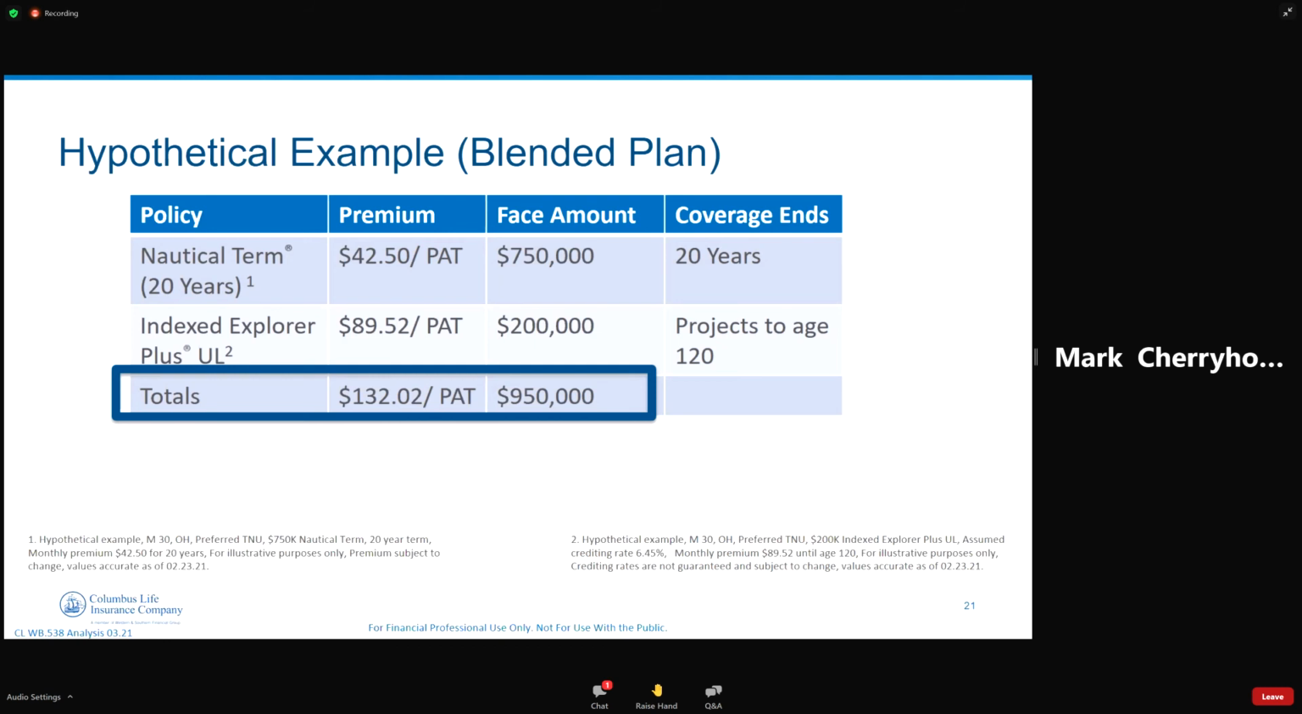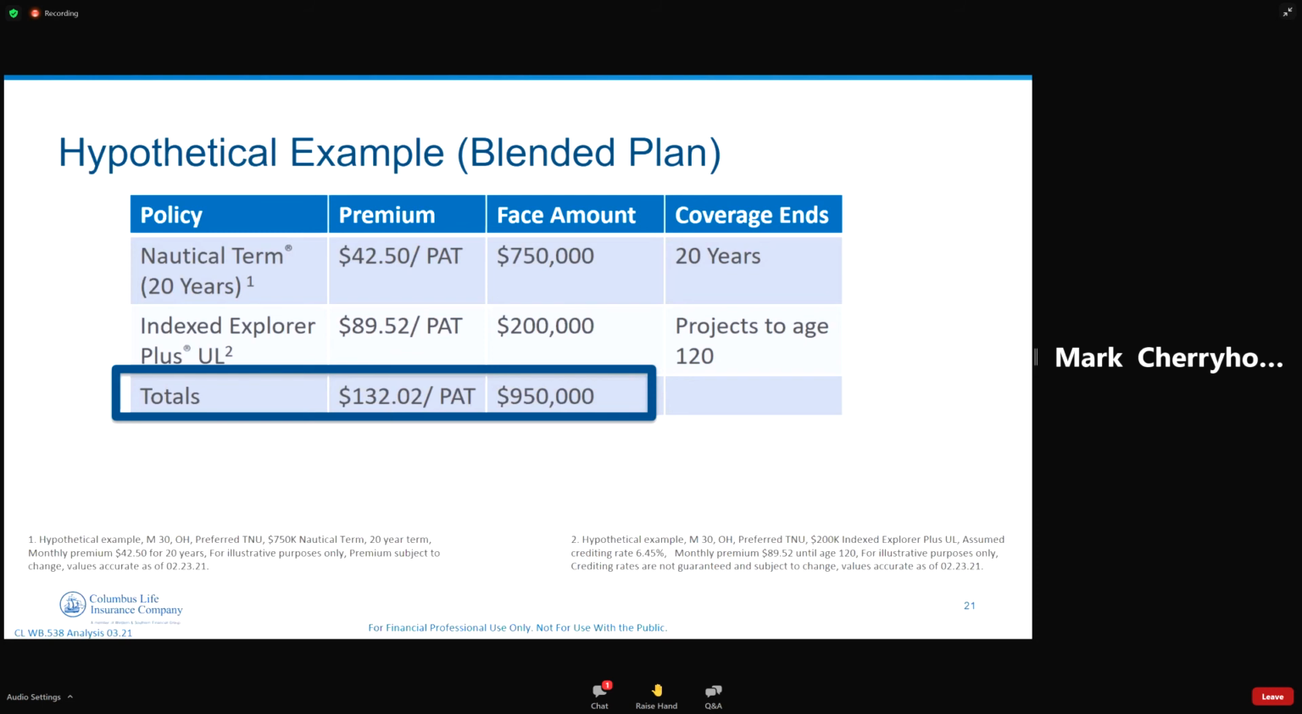Then what we want to do is add a permanent insurance to this. We may refer to this type of approach as laddering or layering your total insurance needs into two, maybe even three policies. In this situation it is two policies. So we're going to look at adding a $200,000 permanent policy, and that $200,000 would cost his client just under $90 a month, $89.52. So we add these two premiums, and now our combined premium is much more reasonable.